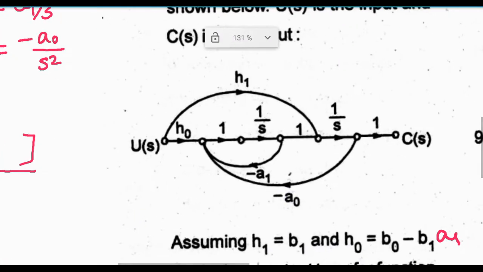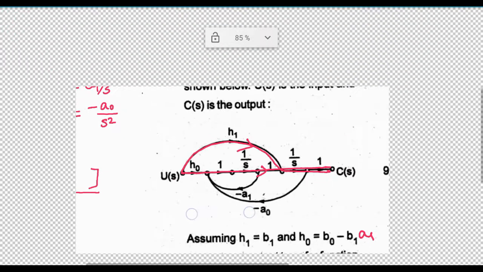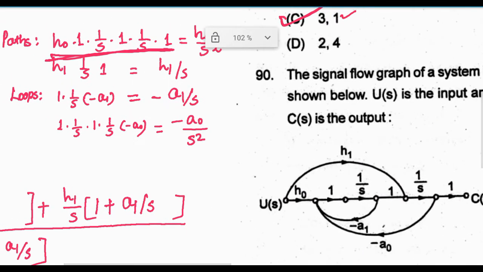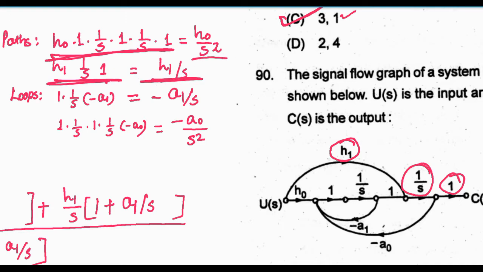What are the forward paths? Here is one forward path, and another forward path here. So now we have two forward paths. One forward path is H0 into 1 into 1 by S into 1 into 1 by S into 1. Here is the one forward path. And another forward path is here, H1 into 1 by S into 1. This is the second forward path.